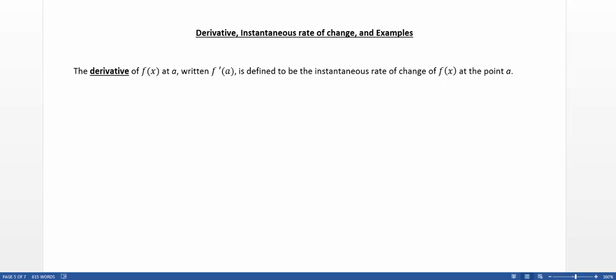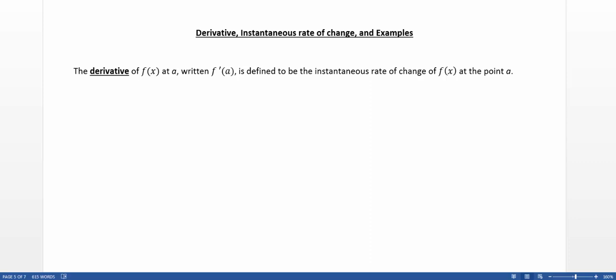The derivative, instantaneous rate of change, and examples. So far in this section, we've motivated how we arrive at the instantaneous rate of change for a function. Ultimately, our goal is to be able to study functions, see how they change at every point, and use that to find out information about things that we're modeling or studying.